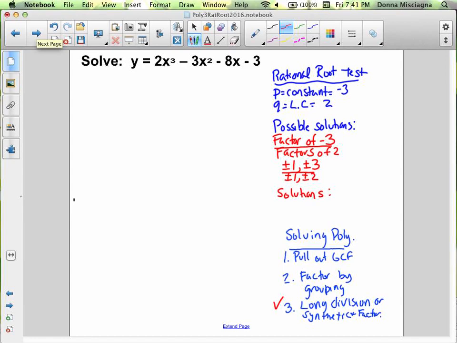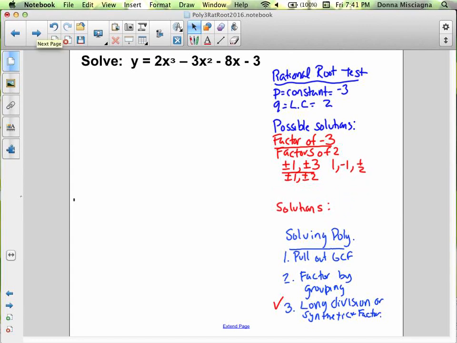So we're going to divide positive and negative 1 and positive and negative 3 by positive and negative 1 and positive and negative 2. If I divide 1 by 1, 1's a solution. If I divide 1 by -1, -1's a solution. If I divide 1 by 2, 1/2 is a possible solution. And actually, let me move this over. I don't want it to look like these are our solutions. These are our possible solutions. There we go. And then if we divide -1 by 2, we'll have -1/2. And then we do the same thing with a 3.